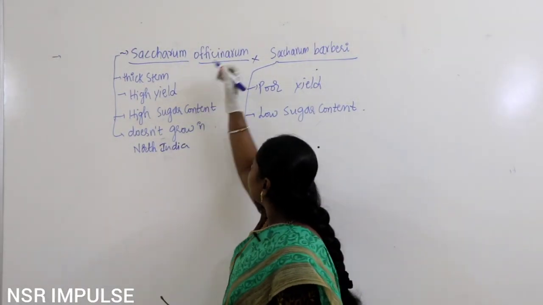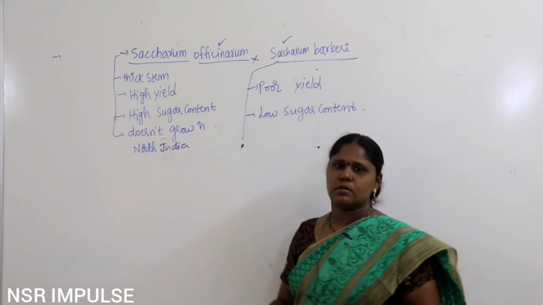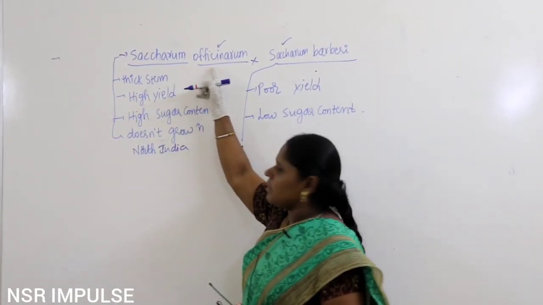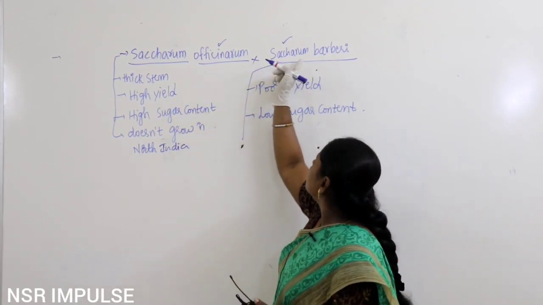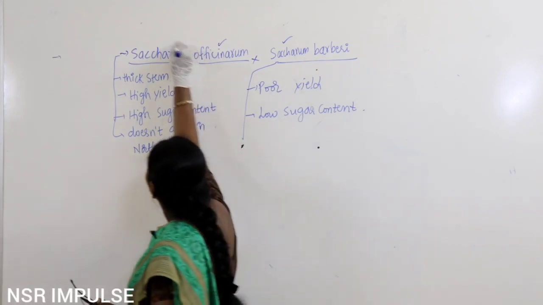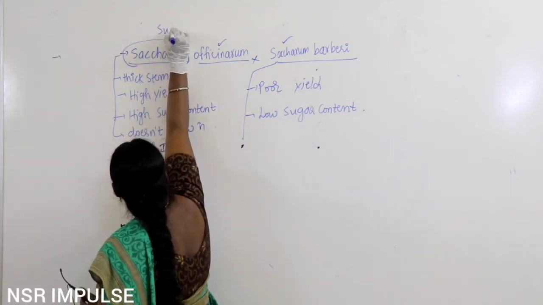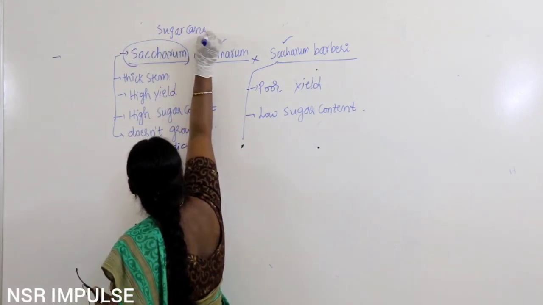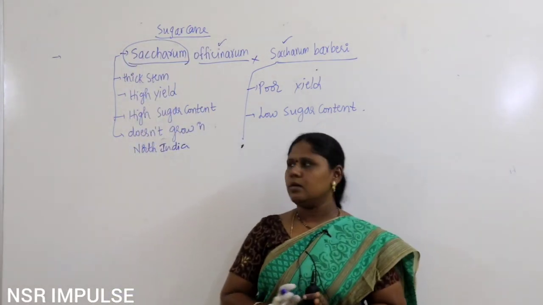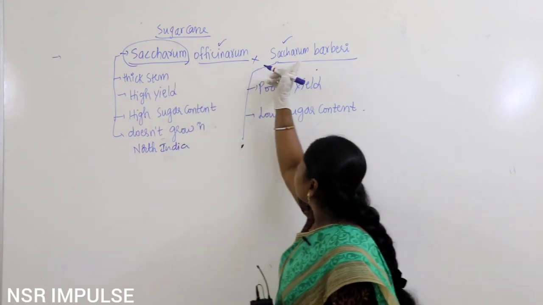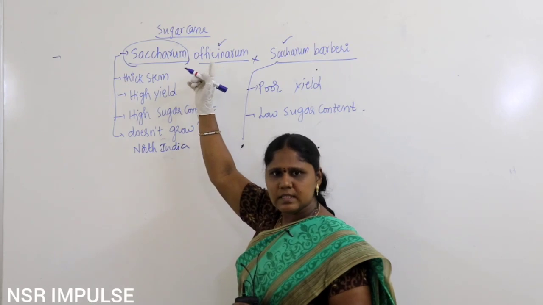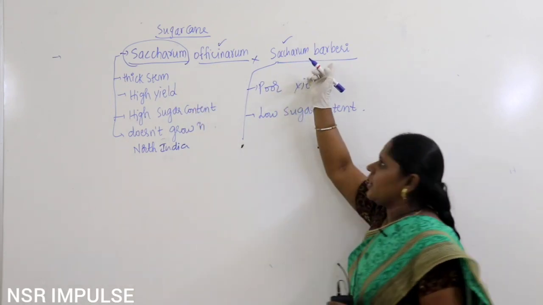Now let us continue with the two species of sugarcane. One is Saccharum officinarum, another one is Saccharum barberi. So here Saccharum is nothing but what we are talking about, the varieties of sugarcane. We are discussing the two important varieties of sugarcane. So here the genus is the same, that is Saccharum, but the species is different. One is officinarum and the other one is barberi.